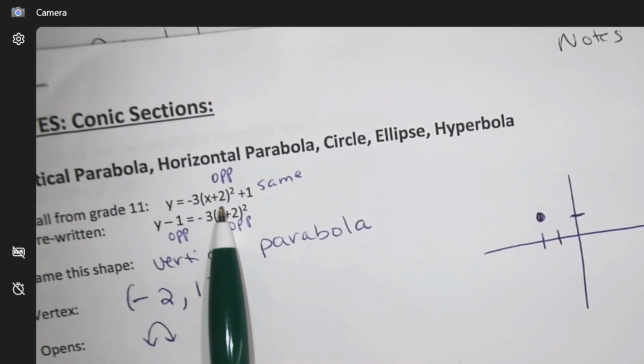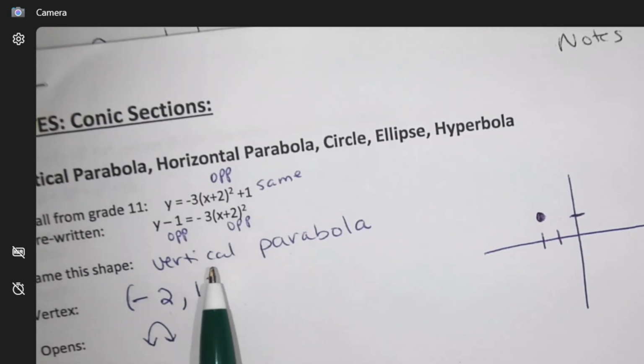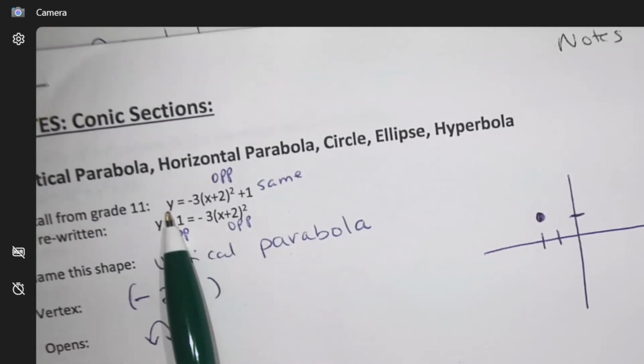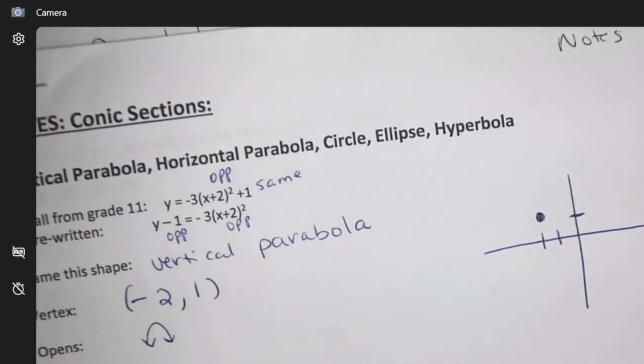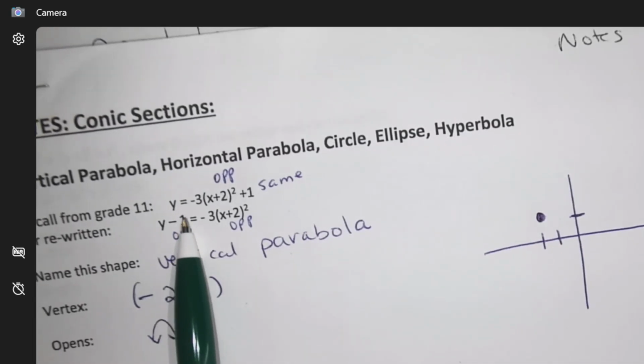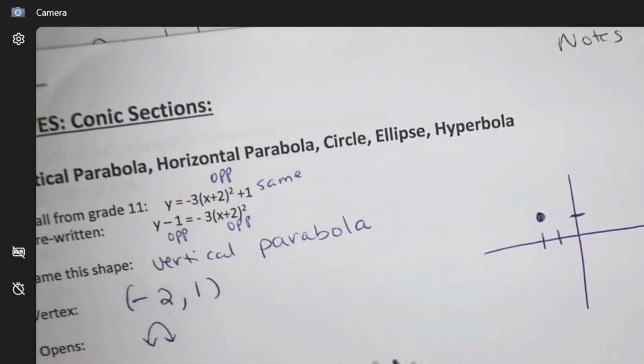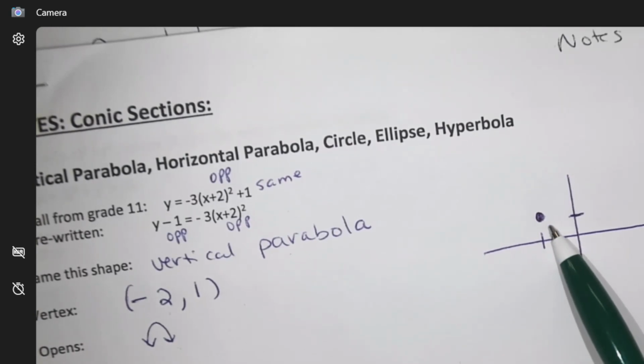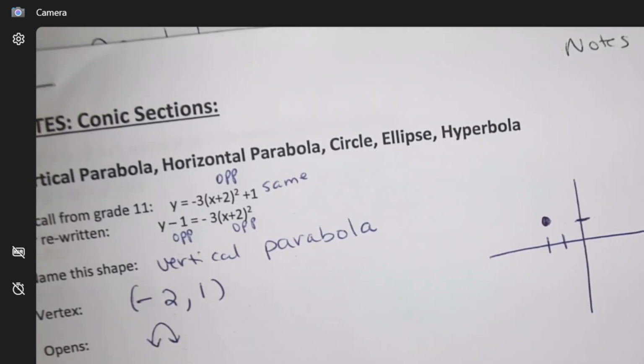Okay, so then this would be opposite -2, same 1. And it's a vertical parabola because it's a y equals an x squared. Down because of the -3 multiplier. So if this is my vertex, this is a normal pattern. What do you do with your normal pattern? Multiply by -3. So I'm going to go over 1 and down 3.